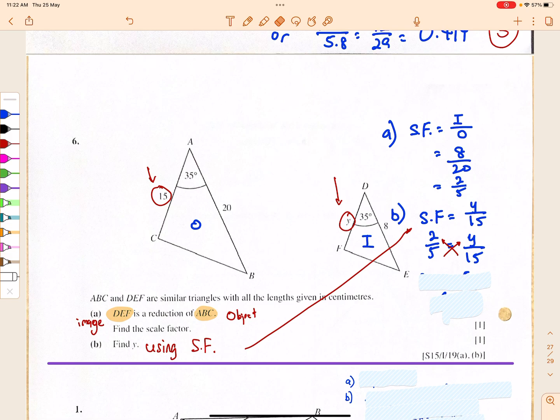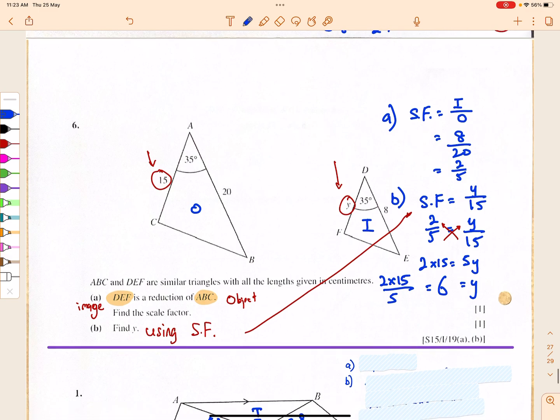Now I want to find y, I can do a cross multiply. So I take 15 multiplied by 2, I write on the left hand side, and then equals 5y. So y will be equal to, take out a calculator, I don't want the 5, I will take 2 times 15, right? And I divide by 5. That's how I get the 6. So that's for question 6.